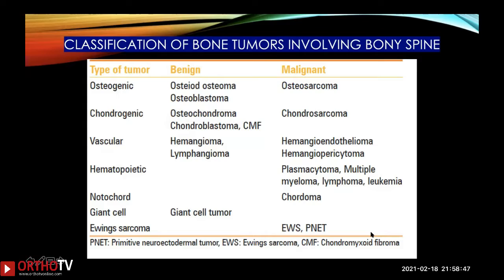The notochordal ones are usually malignant, which are the chordomas, seen in the sacrum. Then you have a giant cell tumor, which is a benign tumor but could also be locally malignant. Ewing sarcomas are the round cell tumors.